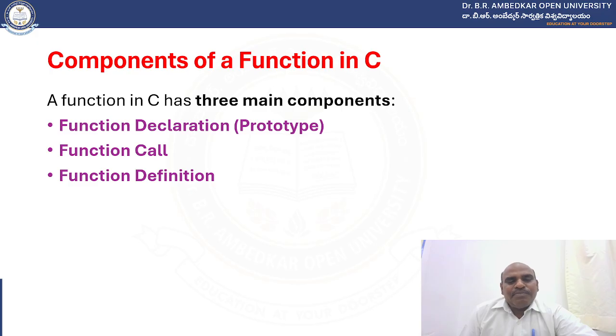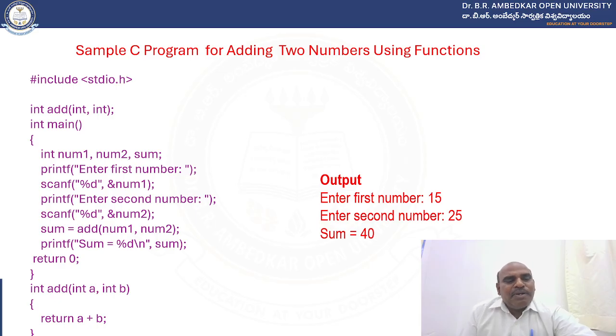One is called the function declaration. Another name for function declaration is prototype. Another one is the function call. And the third one is the function definition. What is the function declaration? What is the function call? What is the function definition? I will explain all of these with the example program.